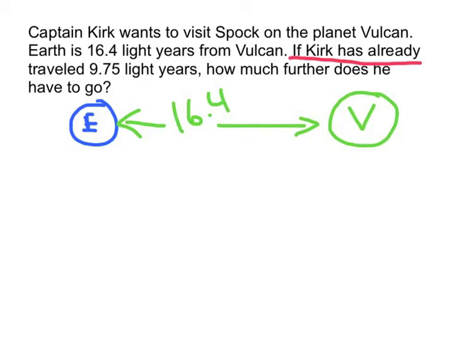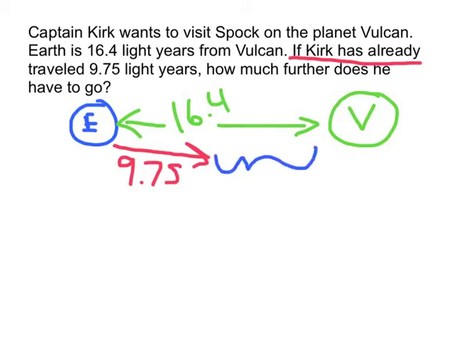So he's taken the Starship Enterprise and he's flown it part of the way. He's flown it 9 7/75 light years. So what we want to find out is the remaining distance. To figure out what's left, we need to subtract. So we have 16 4/10 minus 9 7/75. Notice that I have lined up the decimal places, I've lined up the ones, I've lined up the tenths, and I've lined up the hundredths.